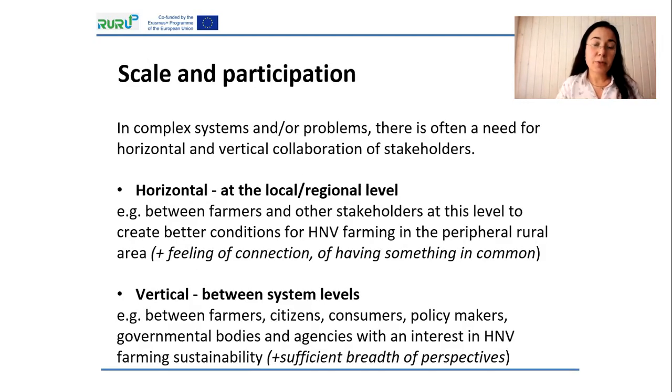What are the scales in the participatory innovation processes? We can have both horizontal collaboration of stakeholders and vertical collaboration of stakeholders. In the horizontal collaboration, we are speaking from the perspective of peripheral rural areas. We're considering collaboration at the local or the regional level, where we have collaboration between farmers and other stakeholders, whether they are businesses, institutions, or other non-governmental civil society representatives.